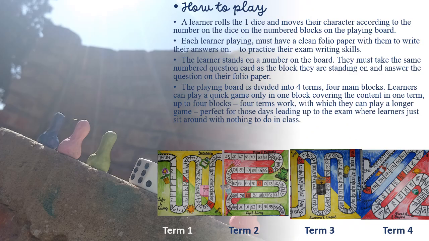Okay, let me quickly summarize how to play this game. A learner will roll 1 dice, and then the number that the dice lands on is the number of blocks that the learner can move on the playing board. They will stand on a number on the playing board, which corresponds to a question card. The question of the number of the block that they are standing on is the question card that they will take out and answer on a piece of folio paper. They will have a minute and 30 seconds to answer the question. They have to write out the answer to the question.